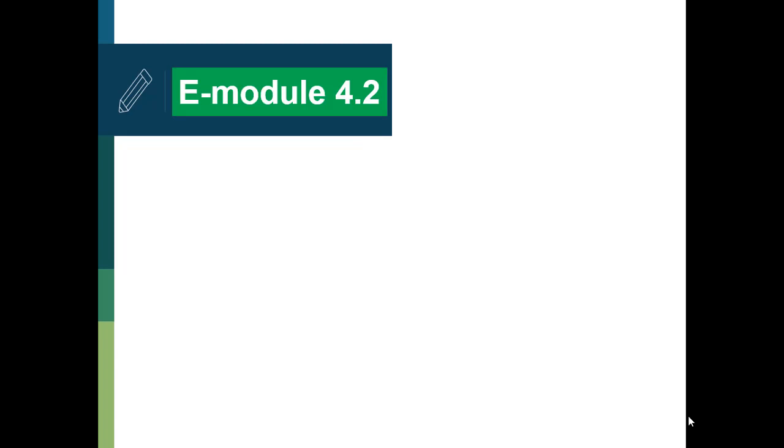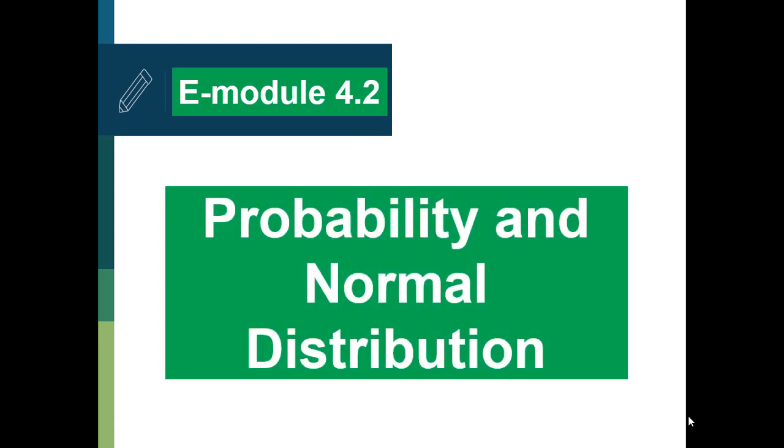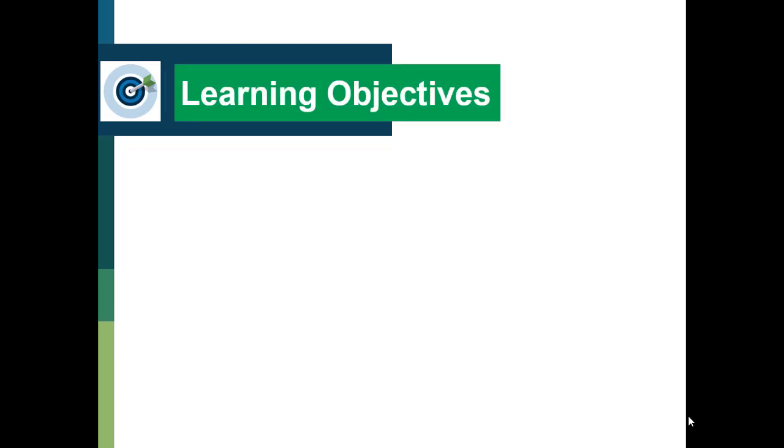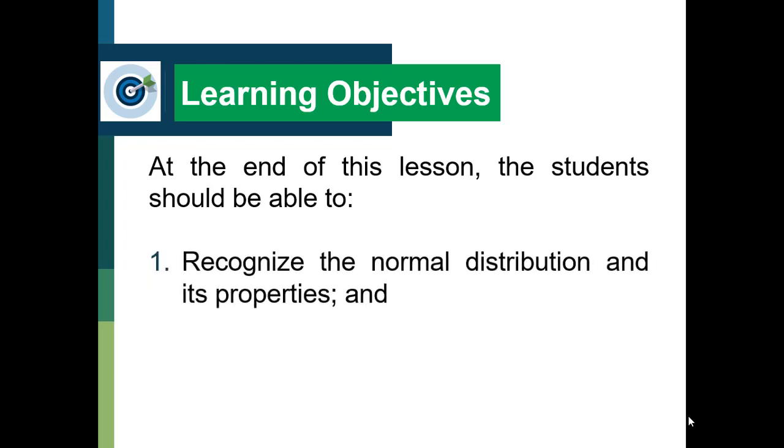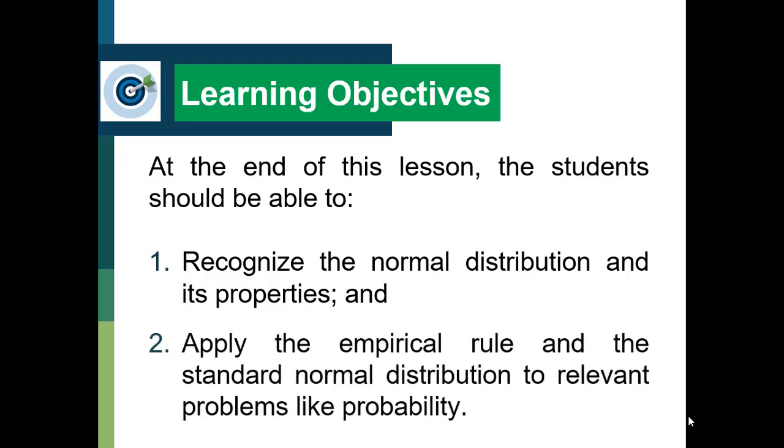Alright, this time we'll be discussing EMODULE 4.2, Probability and Normal Distribution. For the learning objectives, at the end of this lesson, the student should be able to recognize the normal distribution and its properties and apply the empirical rule and the standard normal distribution to relevant problems like probability.